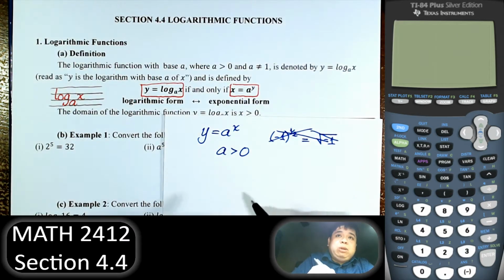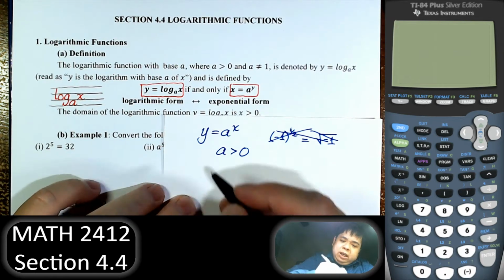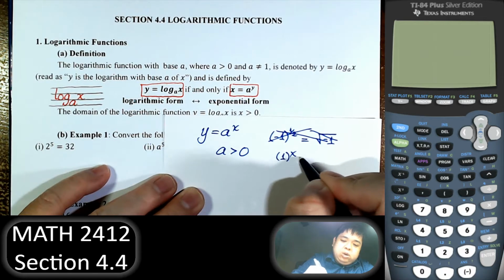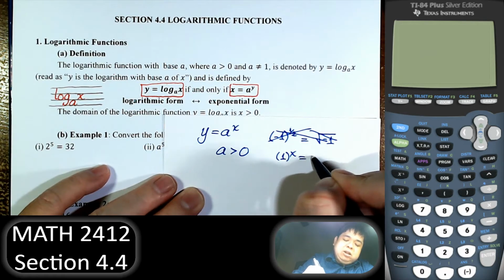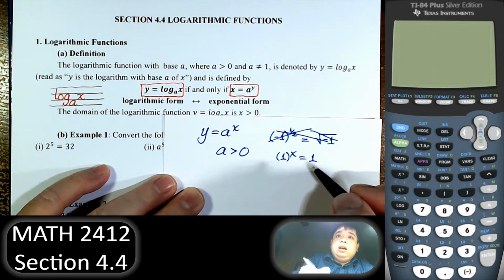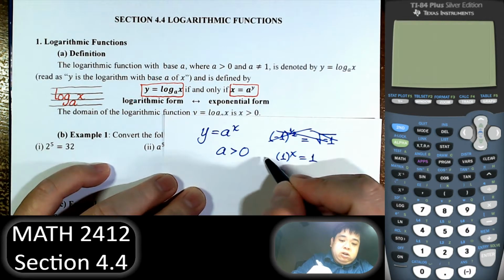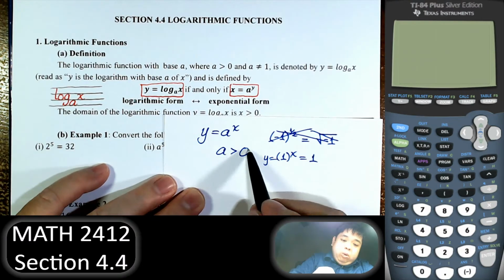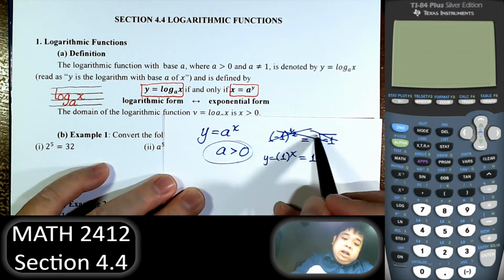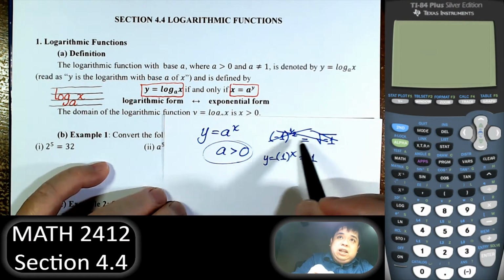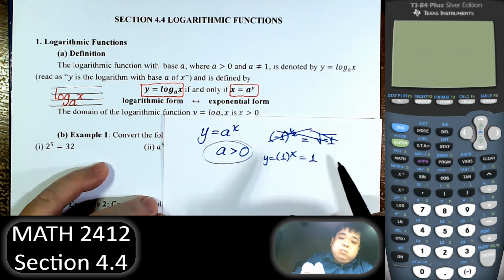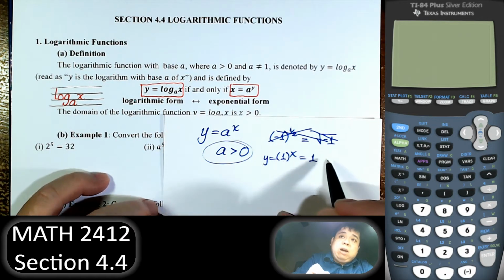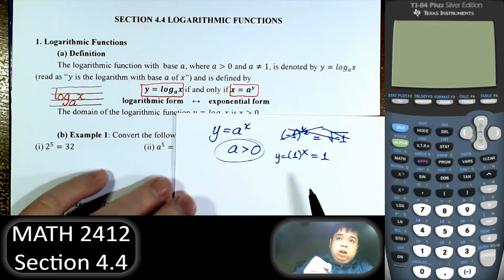Next, a has to be different than 1. If a is equal to 1, then we just have 1 to the x power, which is just 1. In that case, it's not an exponential function. It is a constant function. So we want the base to be positive, so we don't encounter any imaginary numbers, and we want it to be different than 1, so we don't end up with a constant.